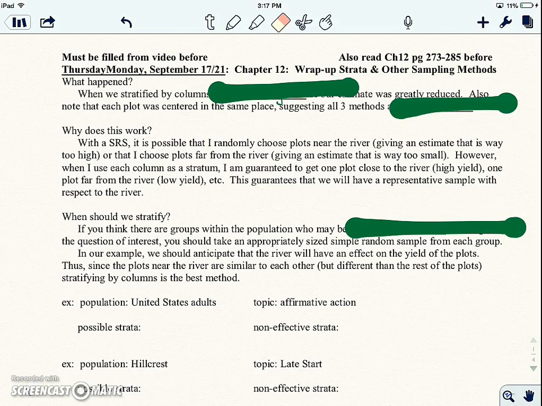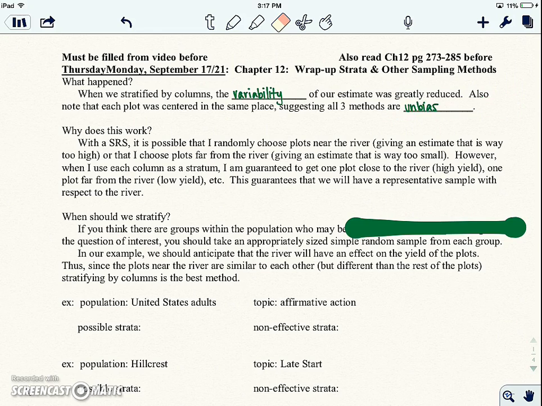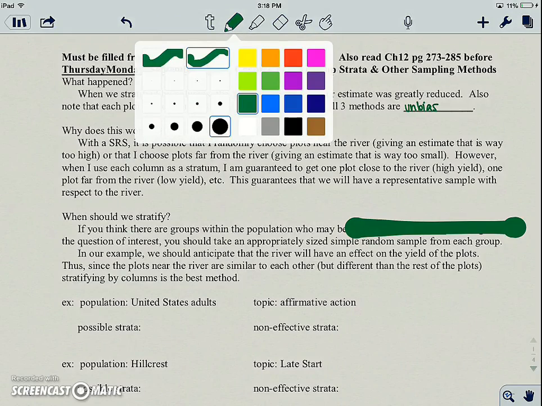Okay, welcome to the last day of Chapter 12 notes. So in class, we did the river activity, okay? And the question is, what happened? Well, when we stratified by columns, the variability of our estimates was greatly reduced, or how different everybody's estimates were. Also, note that each plot was centered in the same place, suggesting that all three methods are unbiased.